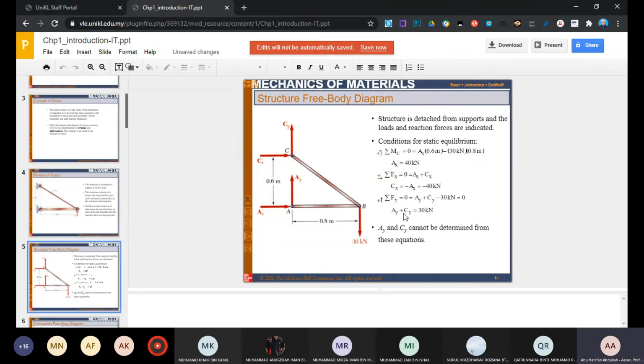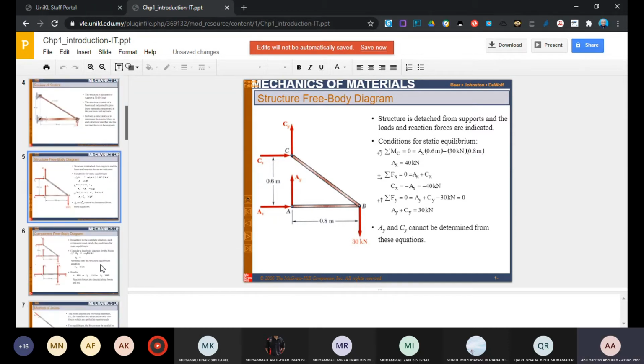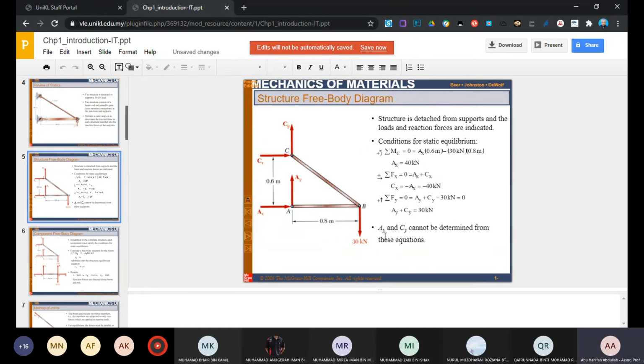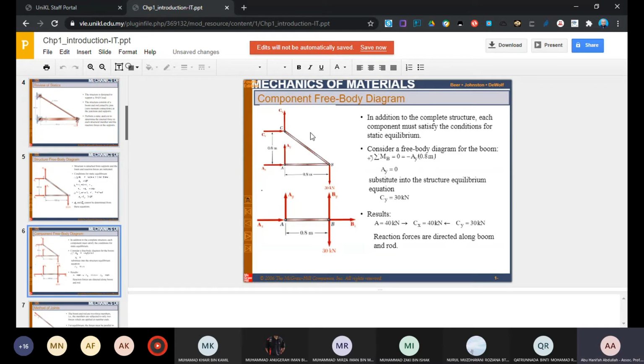So it cannot be solved, it's hanging, because we cannot use simple algebra to solve this. So what we need to do is build the component free body diagrams. Ay and Cy cannot be determined from this equation. You need component free body diagrams in addition to the complete structure. Each component must satisfy the condition for static equilibrium.